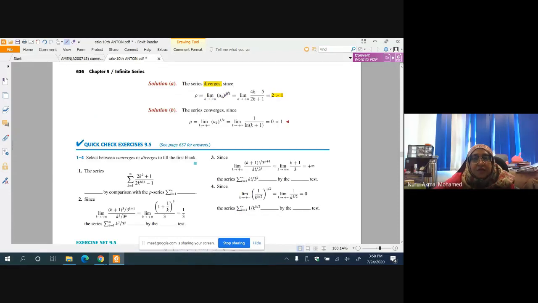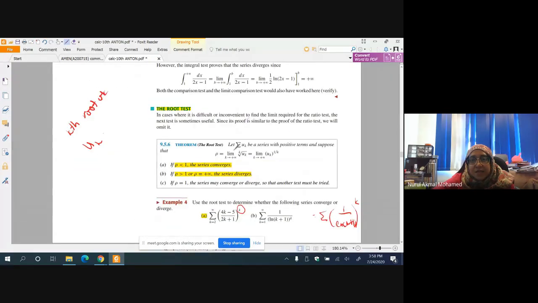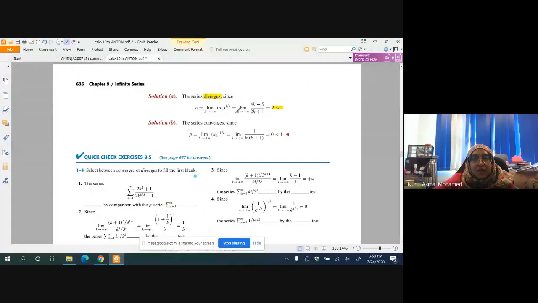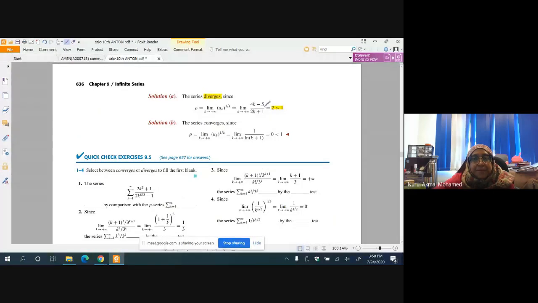So this one, u_k, is this to the power of k. If you take the kth root, it means that this k here, to the power of k, cancels out. So what is left is just the inner term, which is (4k minus 5) divided by (2k plus 1). And then rho is the limit of this.